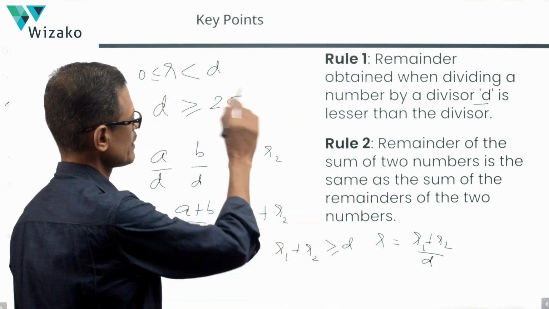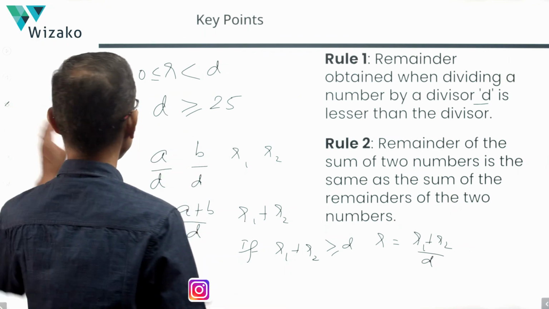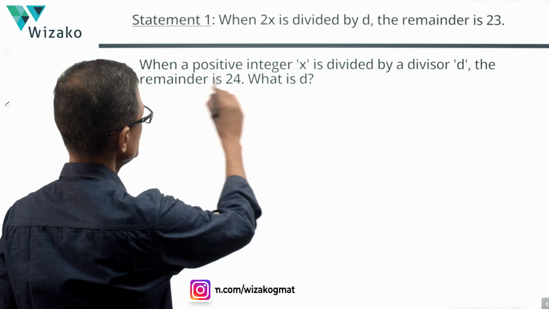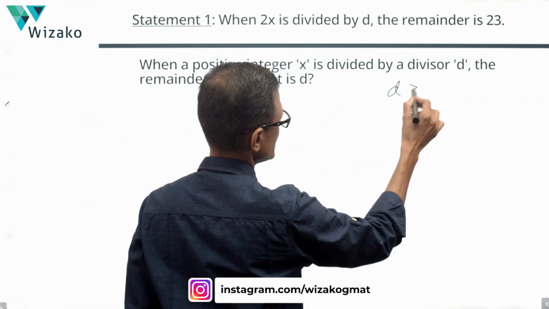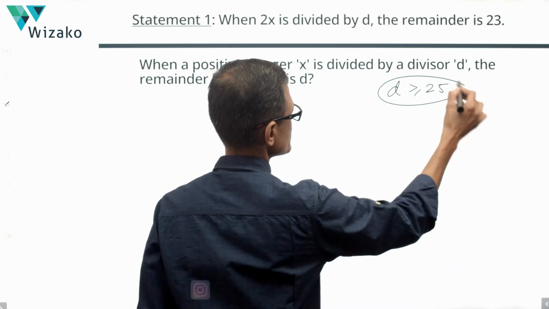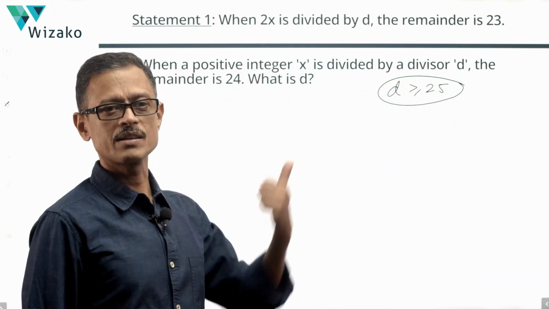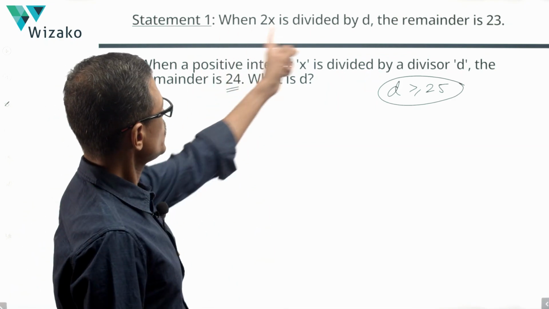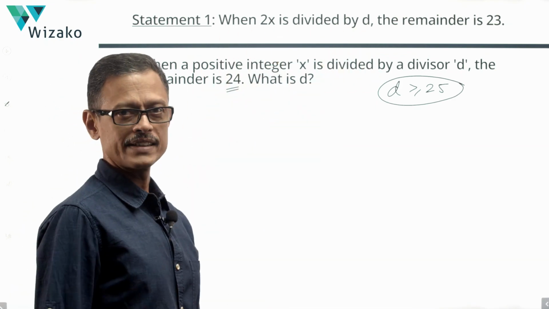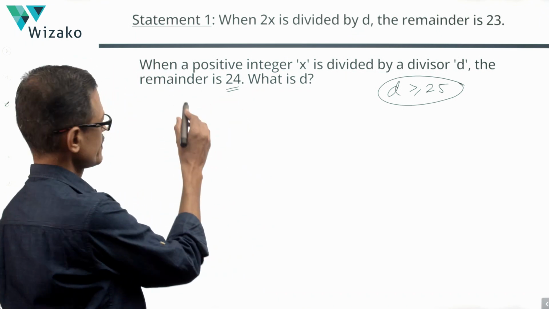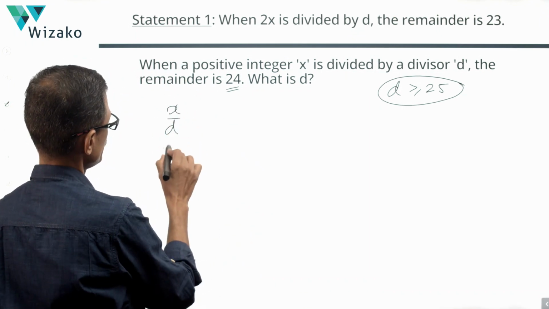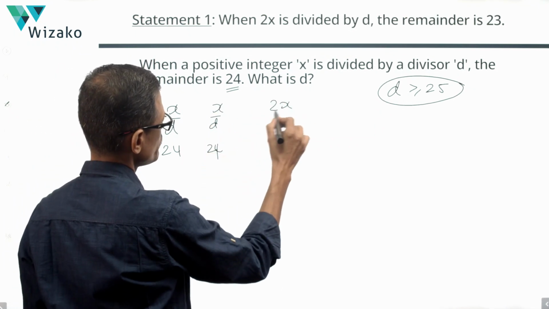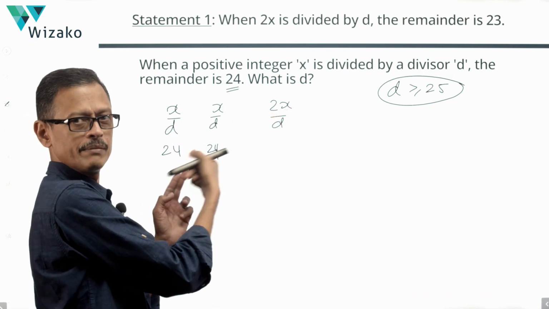We know what rules we are going to be applying, and we'll start looking at statement 1 to see whether that can give us a definitive answer. What do I know here? We know that d as a number is greater than or equal to 25. It cannot be lesser than 25. This is from the question stem, because the remainder when x is divided by d is 24, right? When 2x is divided by d, the remainder is 23. 2x is nothing but x plus x. x by d, the remainder is 24. Another x by d, the remainder is 24. Therefore, 2x by d is essentially x plus x, so the remainders should be added.